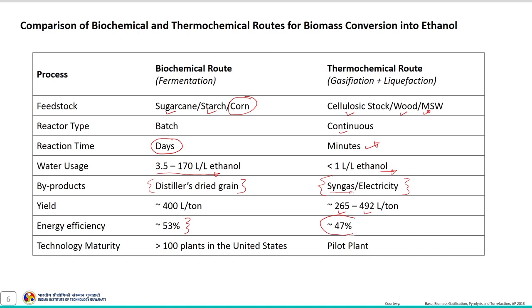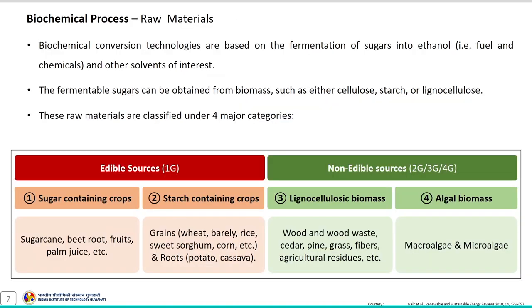Energy efficiency is around 53% in the biochemical conversion process, whereas in case of thermochemical route, it is around 47%. A number of such plants are available in the United States as well as in India to produce ethanol using the biochemical conversion route. The technology of thermochemical route is still being tested at pilot scale. So now let us discuss in detail the biochemical process and its raw materials.